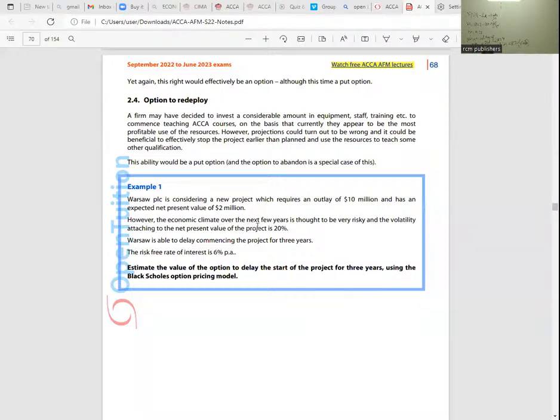The company is also able to delay commencing the project for 3 years. So this is an option to delay. The risk-free rate is 6%. They want us to estimate the value of the option to delay the start of the project for 3 years using the Black-Scholes option pricing model.